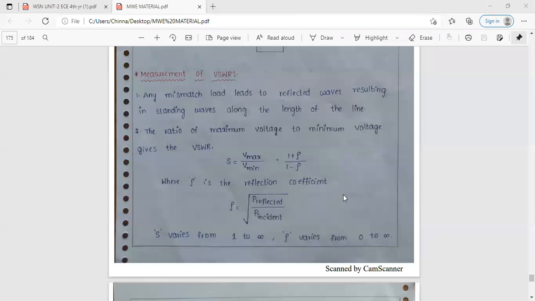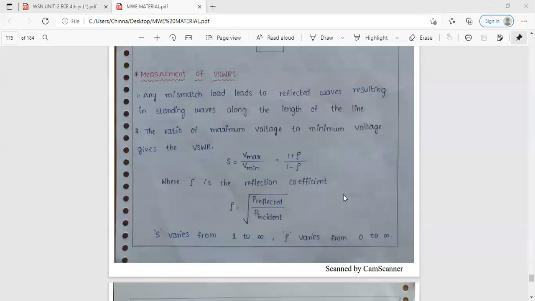So here, the ratio of the maximum voltage to the minimum voltage gives the VSWR. VSWR is always represented as a small s. So that is equal to V maximum by V minimum, which is equal to 1 plus rho by 1 minus rho. Rho is the reflection coefficient.